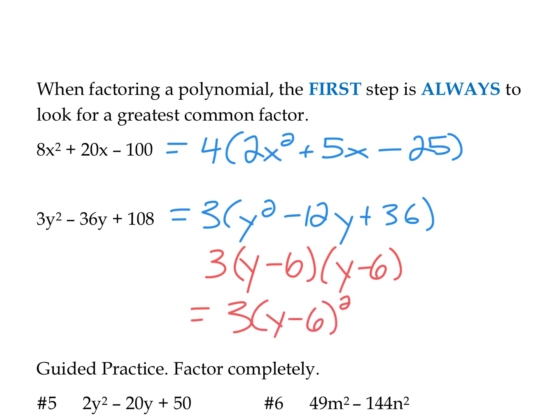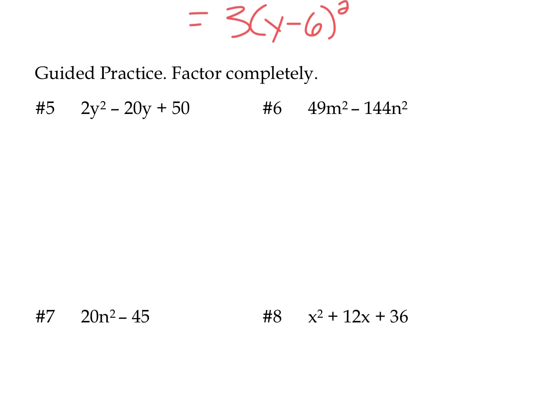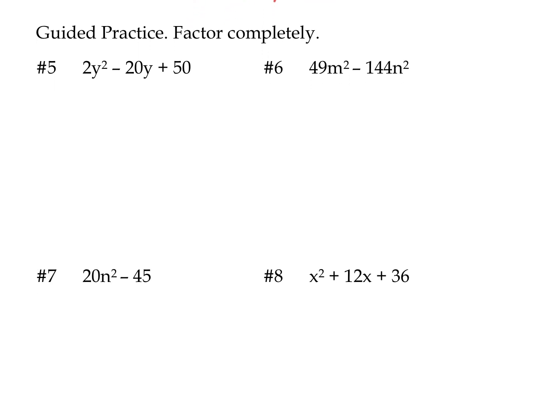All right, so now let's see some more examples. We're going to factor completely. So it means everything we can possibly do to factor these, we want to. All right, let's look at number 5. And first thing we should look for, is there a common factor? If there is, we want to factor that out first. So here there is, there's a 2.